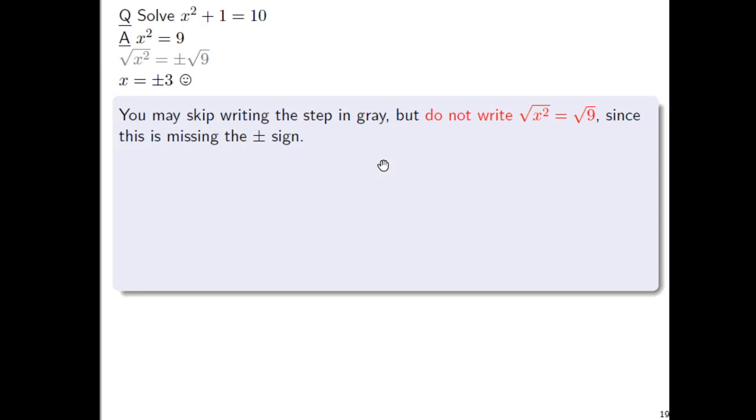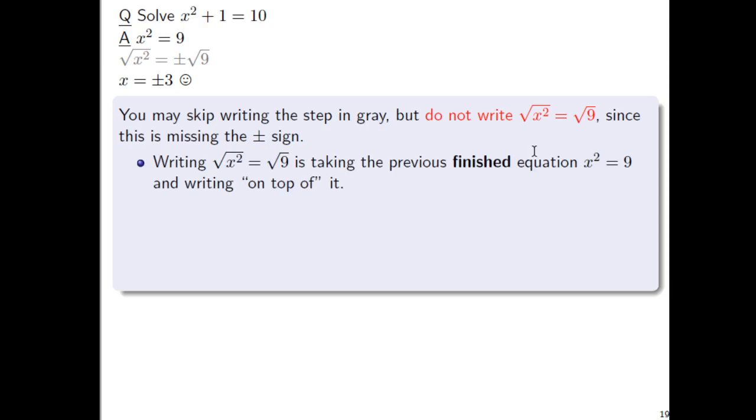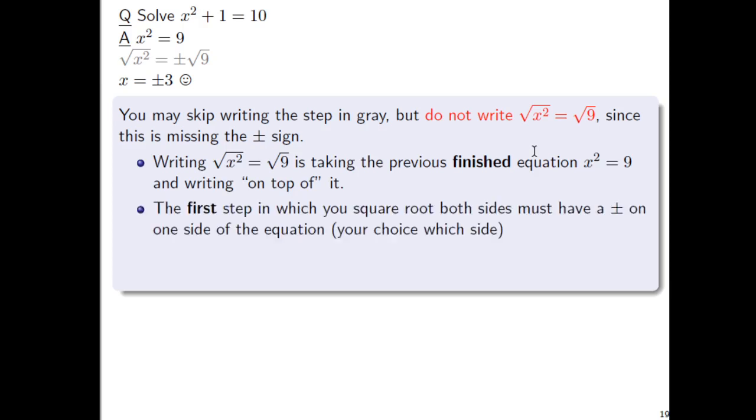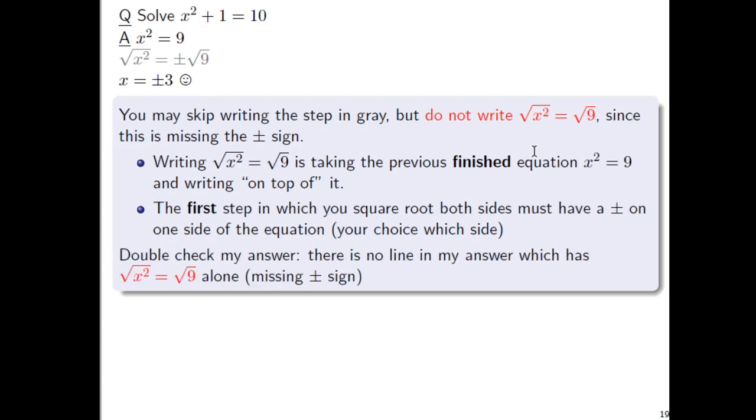You may skip writing the step that's shown in gray, but please do not have a step that says root x squared equals root 9. This is missing the plus or minus sign. And if you took x squared equals 9, that first line of the answer, and just stuck a root sign on each side, it would look like root x squared equals root 9. So this would be taking the previous finished equation x squared equals 9 and writing a root on top of each side, right? So the first step in which you square root both sides must have a plus or minus sign on one side of the equation, and you get to choose which side.